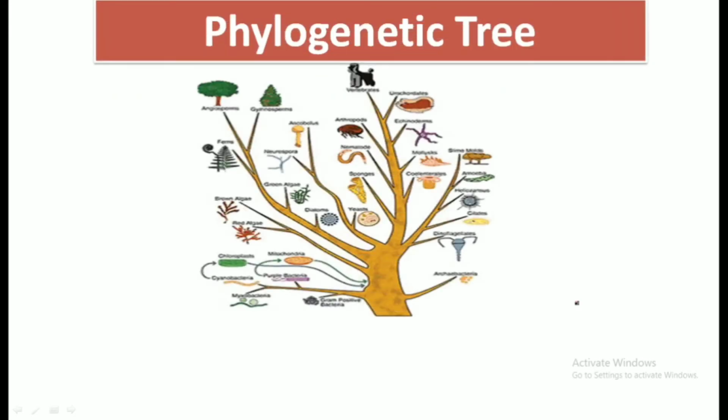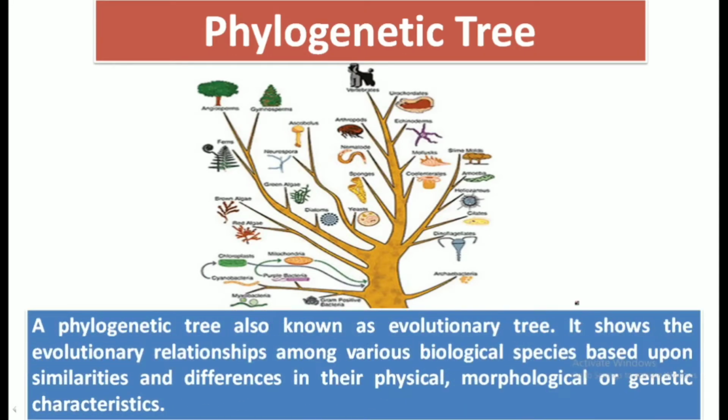Hello friends, today we will be discussing the phylogenetic tree. A phylogenetic tree is also known as the evolutionary tree. It usually shows the evolutionary relationships among various biological species, and it is based upon the similarities and differences in their physical and morphological or genetic characteristics.